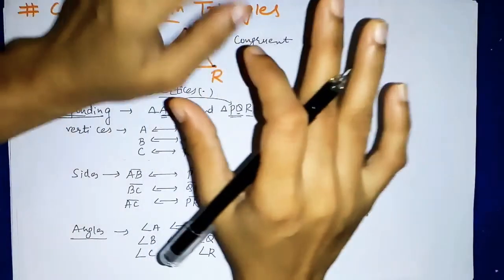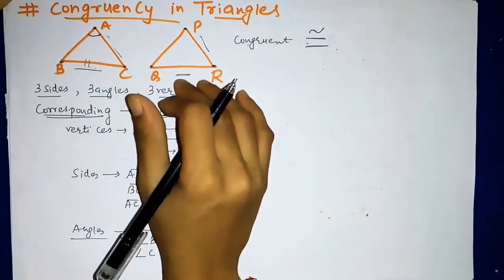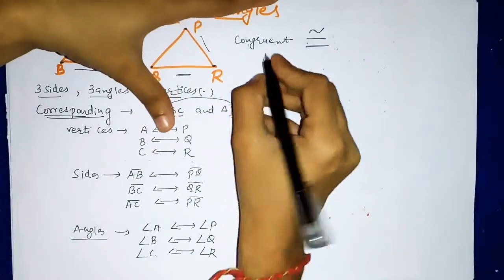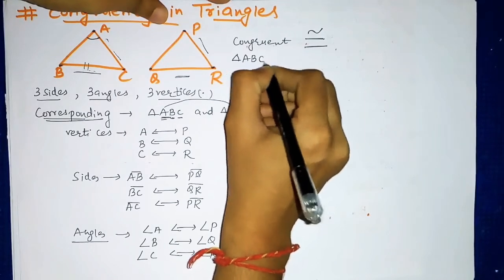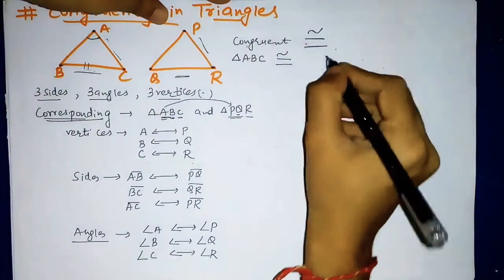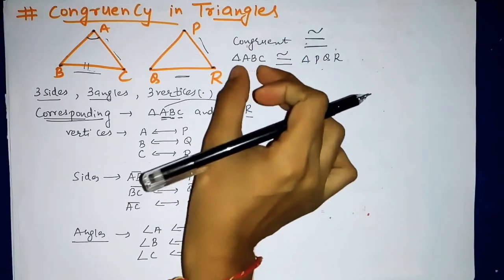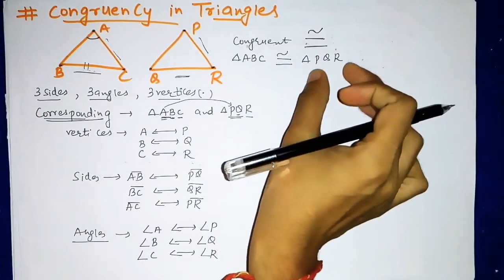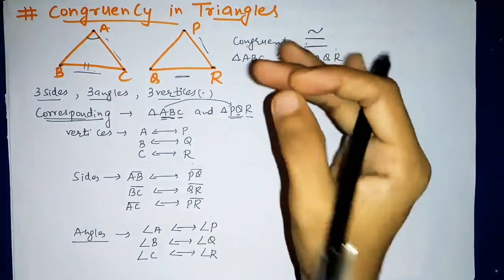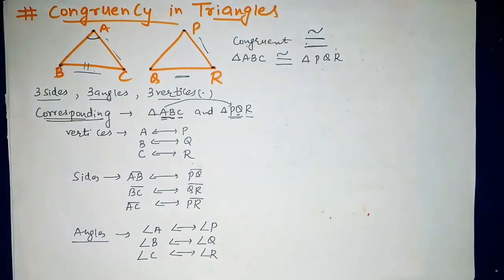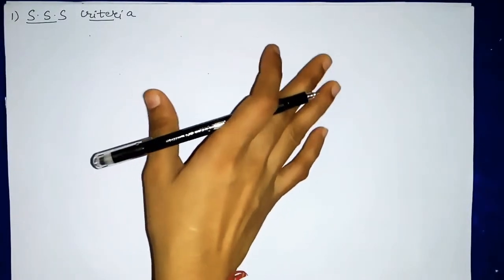मुझे अगर लिखना है कि ये दोनों कॉन्ग्रुएंट है, तो मैं उसको how I will write it? So in symbol form, in mathematical form, we will write it like this: triangle ABC is congruent to triangle PQR. So this is the symbol of congruent, that triangle ABC is congruent to triangle PQR. This is the symbol for congruent which we are going to use in this chapter. Now we will discuss the 4 congruency criteria, which is the important part of this chapter.